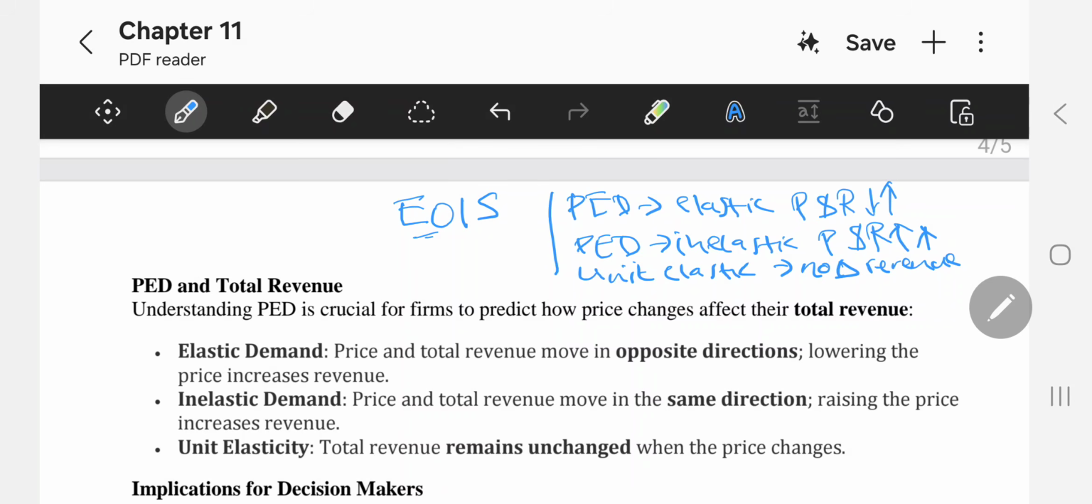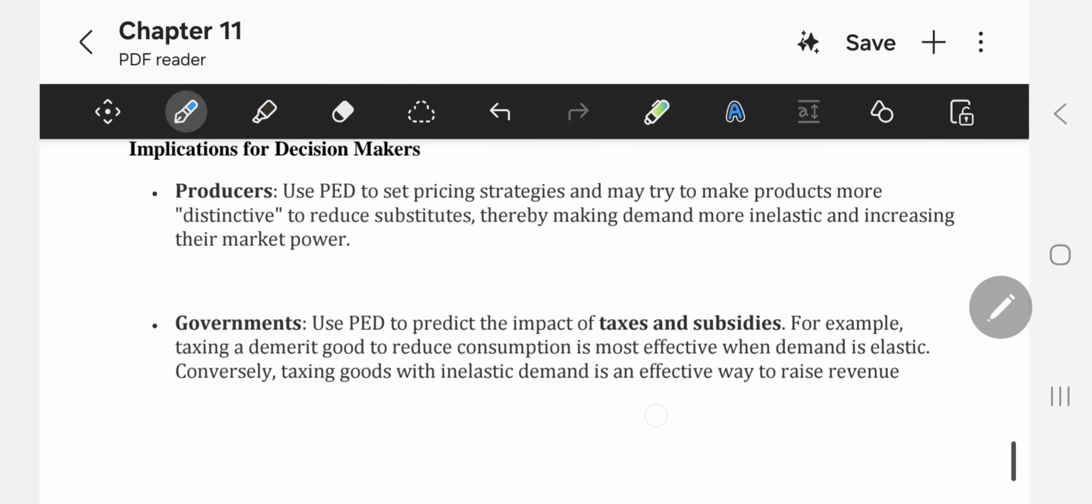Now, this knowledge is very important for decision makers, especially producers and governments. Producers are going to use PED to try and make distinctive products. So this is basically to try and reduce substitutes and therefore to make demand more price inelastic. This is advantageous to them. And also governments are going to use PED to predict the impact of taxes and subsidies. If they want to reduce quantity, they want to tax elastic goods. If they want to raise revenue, they want to tax price inelastic goods. So that is going to be very useful for governments and producers.